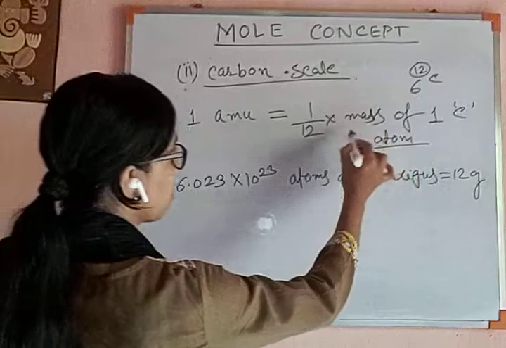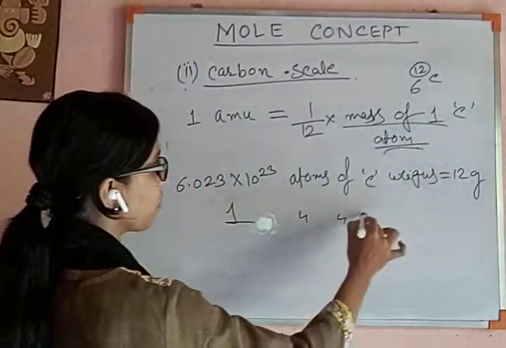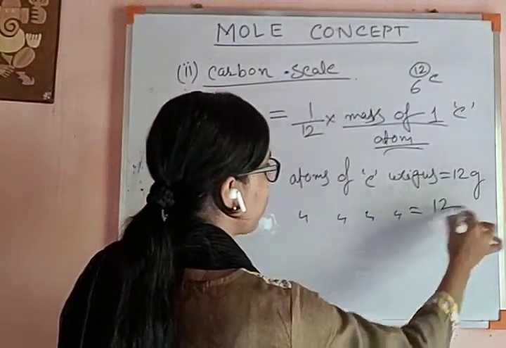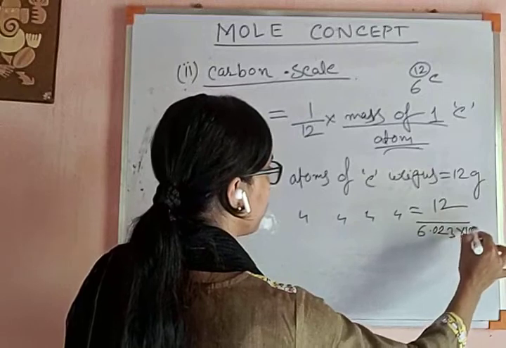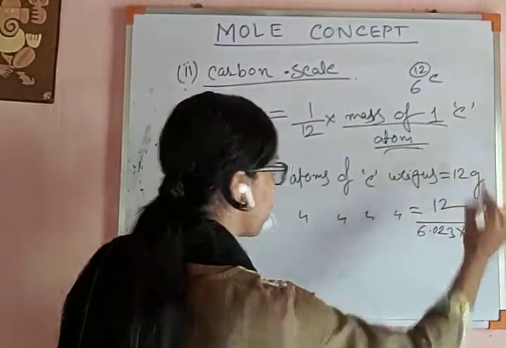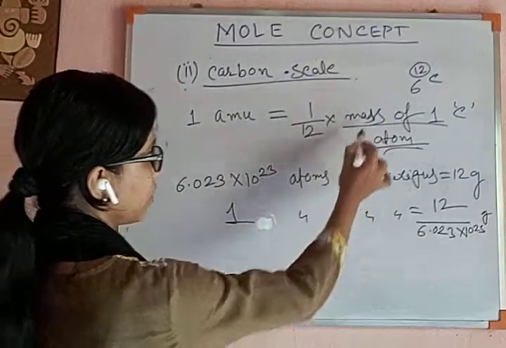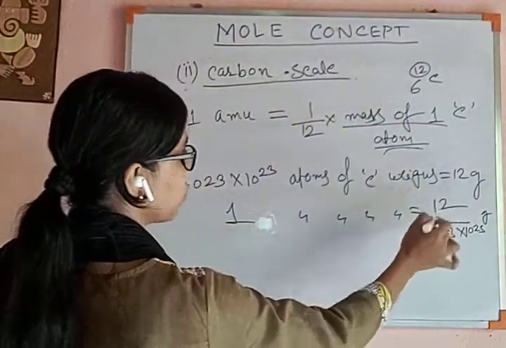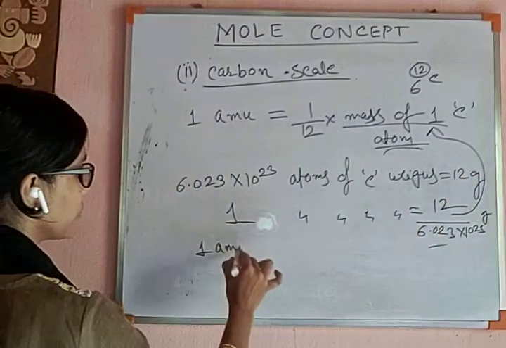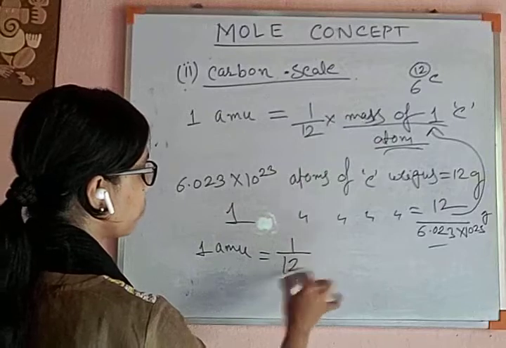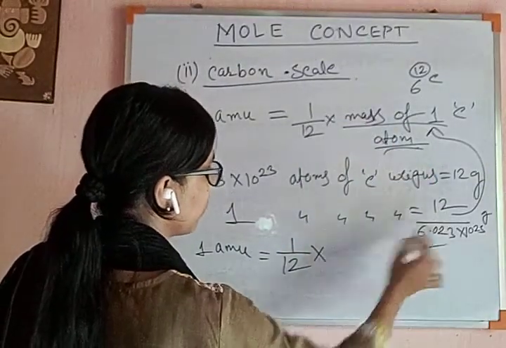Next, find the mass of 1 atom. So 1 atom of carbon weighs 12 by 6.023 into 10 to the power 23 gram. This is the mass of 1 carbon atom. So replace this: 1 AMU becomes 1 by 12 into the mass of 1 carbon atom, which we have got here.